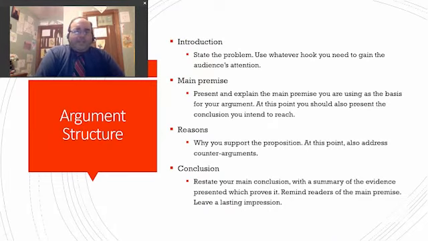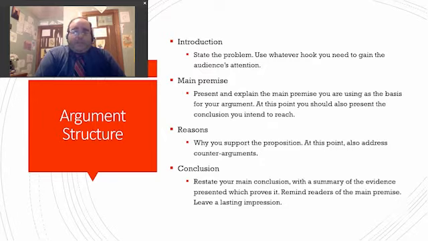Let's talk about the base structure of argument. We talked about the framework of it last week. This week, the structure is of the argument itself, not necessarily the essay. So when you are coming up with your argument, this is the main structure that you want to use.